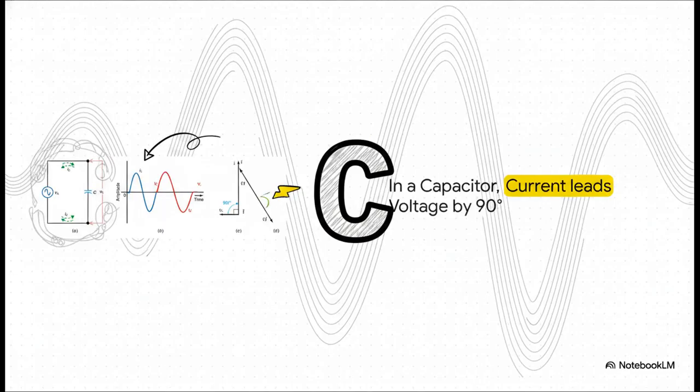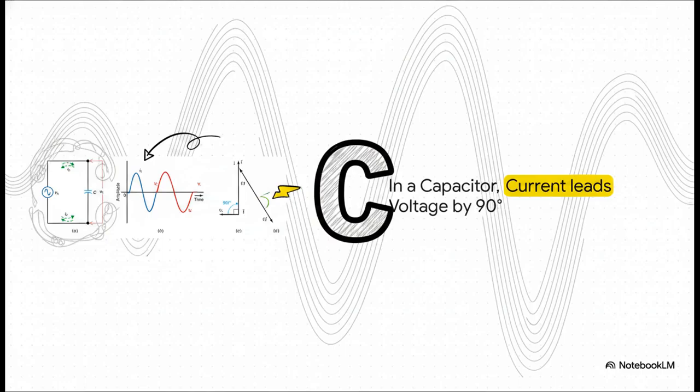And this brilliantly illustrates the ICE part of the trick. In the word ICE, I stands for current, C stands for capacitor, and E stands for voltage. Here, I comes before E, meaning in a capacitor, the current leads the voltage by exactly 90 degrees.